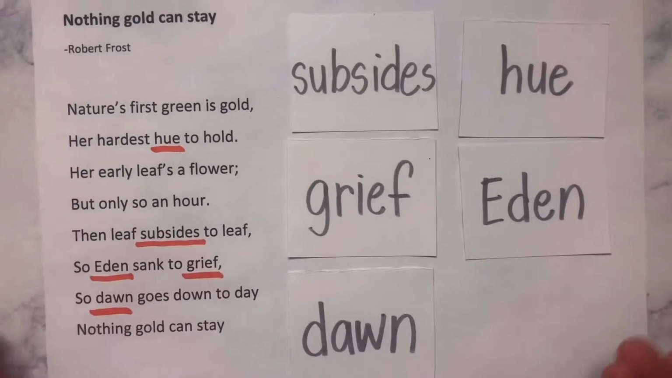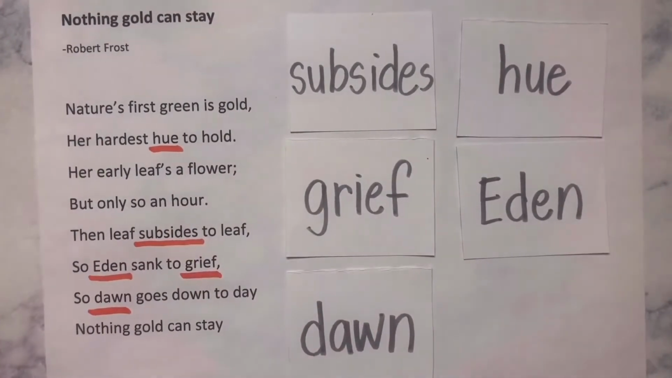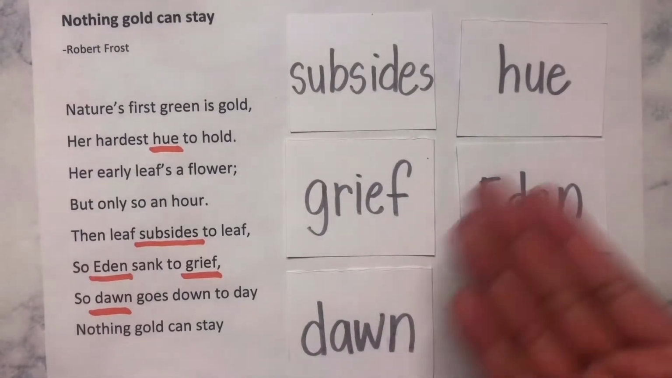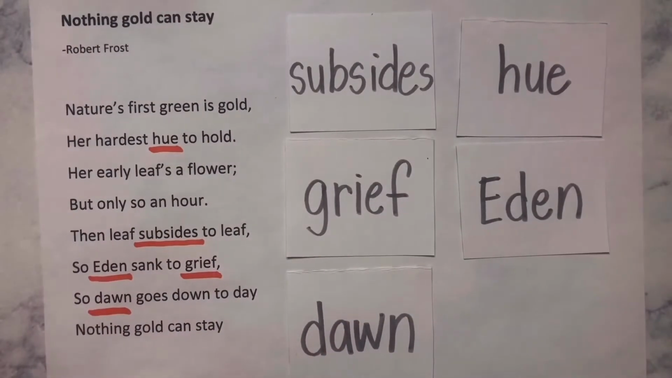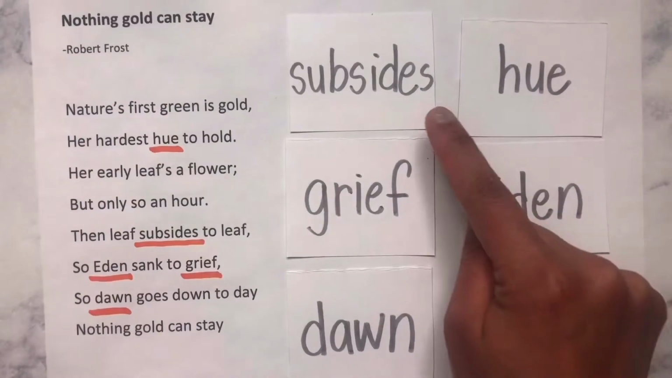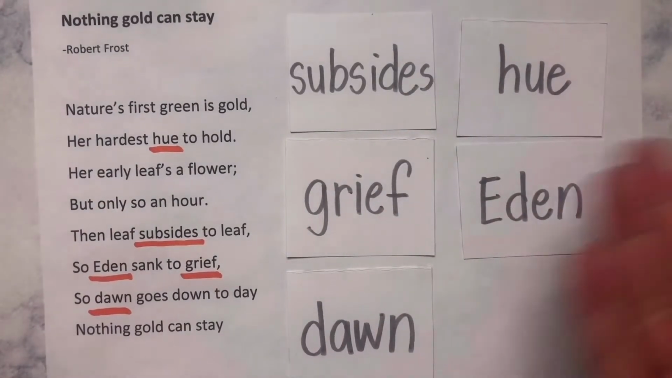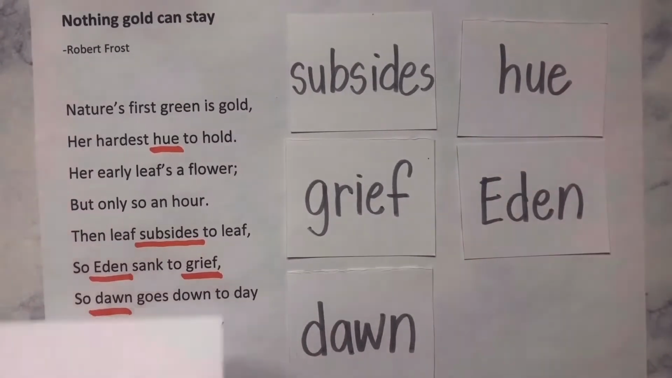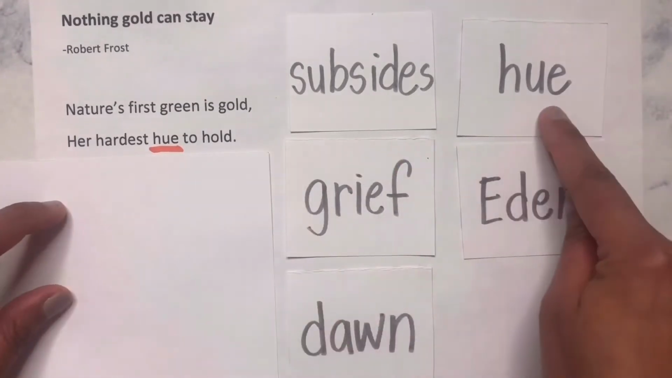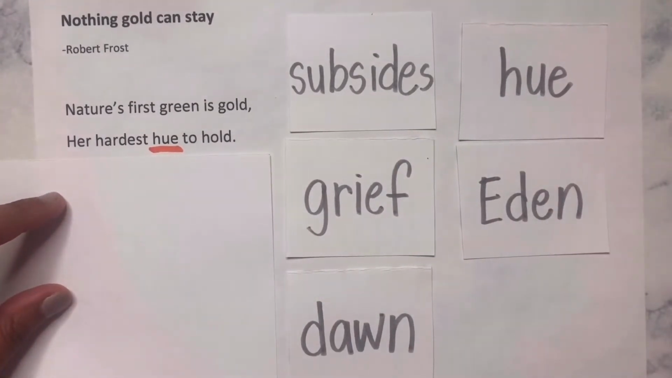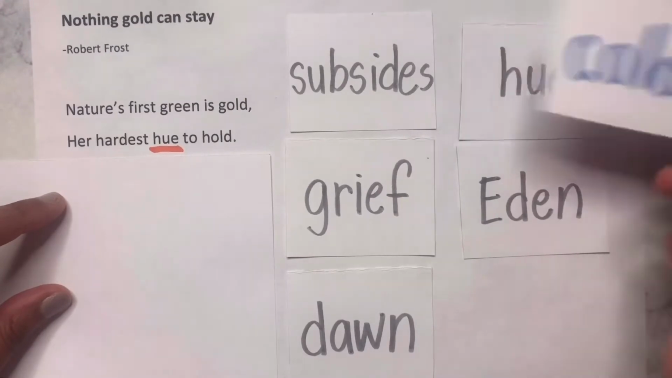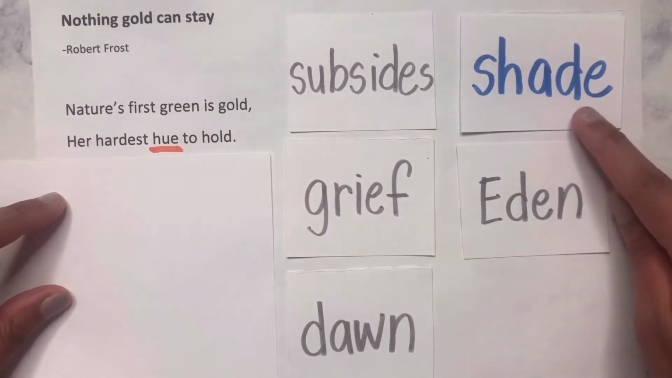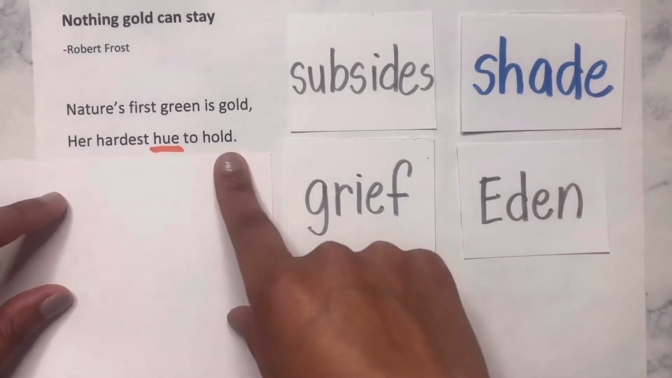So now that we have identified vocabulary words in this poem, we can simplify these terms, try to make some sense out of them so that we can better understand the poem. One way we can do that is by taking these vocabulary words, finding the meaning, but also replacing it with a more familiar word, like a tier 1 word. So if we go back to her hardest hue to hold, we said that it was a color or a shade. I'm going to pick shade because we're talking about the color gold. So it's a shade of gold that is hard to hold.